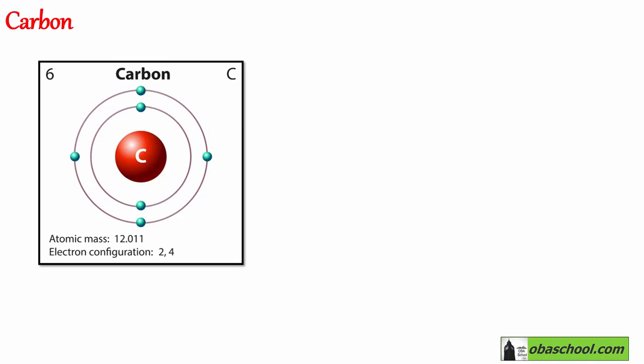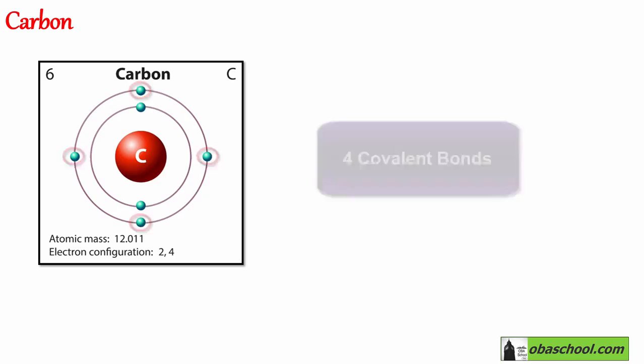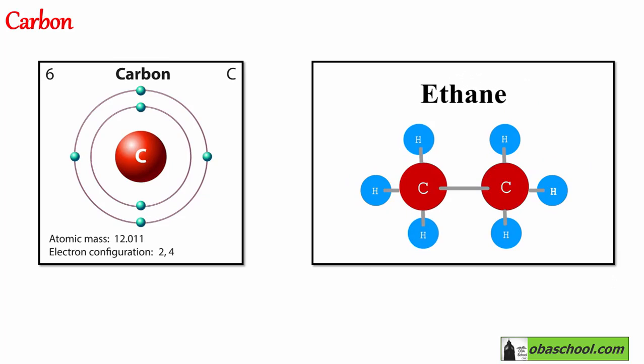So because carbon has 4 outer electrons, it can form 4 covalent bonds. So each of these electrons will form one covalent bond. If we examine the carbon-carbon bond, we will find that it is relatively strong. The enthalpy of a carbon-carbon bond is equal to 347 kilojoules per mole, and it is nonpolar. On the other hand, the carbon-hydrogen bond is also strong, with an enthalpy of 413 kilojoules per mole, and it is relatively nonpolar.